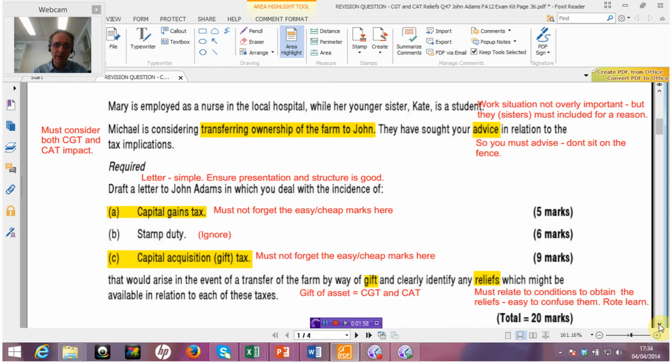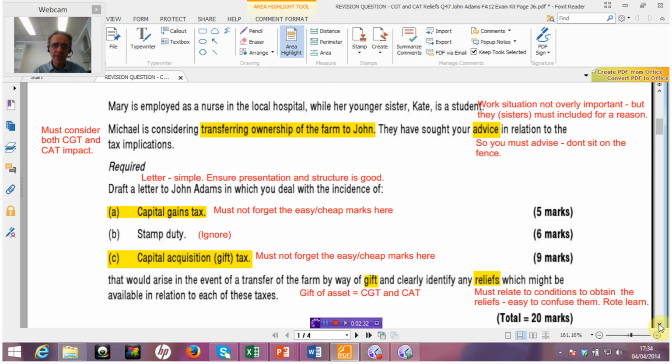But where we get a letter or a report or a memo of some kind, particularly when it's broken down into sub-requirements of A, B, and C, it gives us a pretty good feel for how we would lay our answer out. We'll be excluding Part B, the stamp duty, from this screencast and concentrating on A and C. So our issue is really the impact of capital gains tax and capital acquisitions or gift tax on a particular scenario.